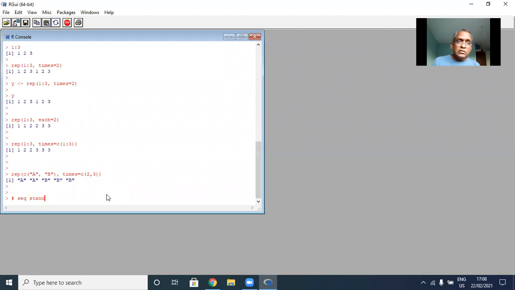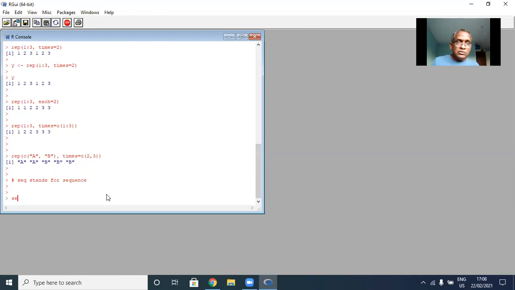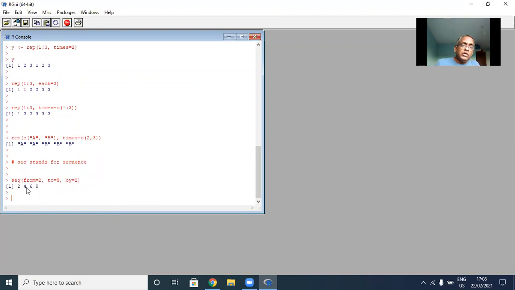SEQ stands for sequence. It's a sequence of numbers. So suppose you type sequence from 2 to 8 in steps of 2. This is what you will get. You get 2, 2 plus 2 is 4, 4 plus 2 is 6, 6 plus 2 is 8, right?